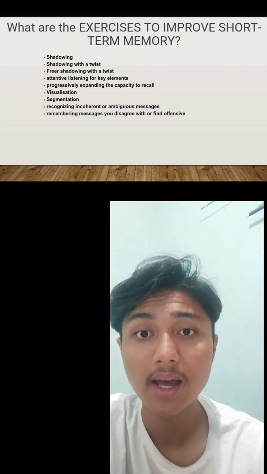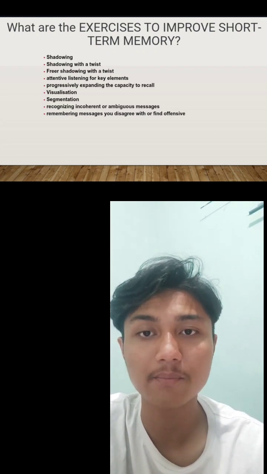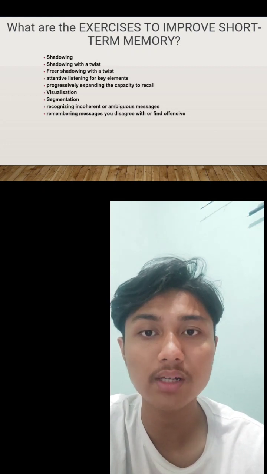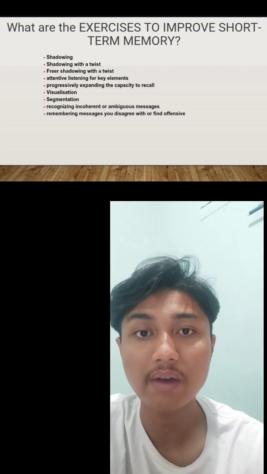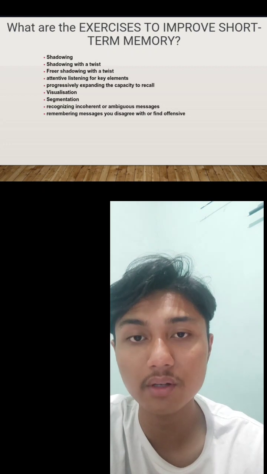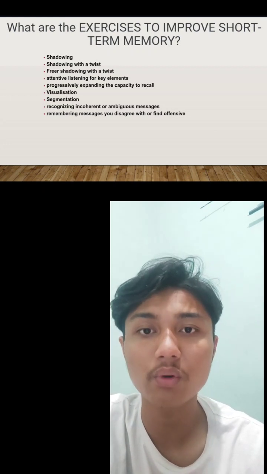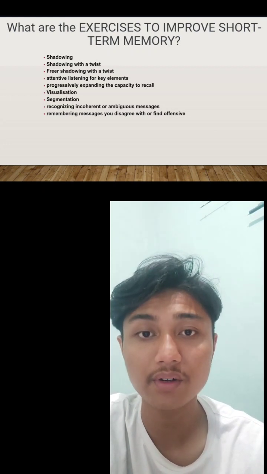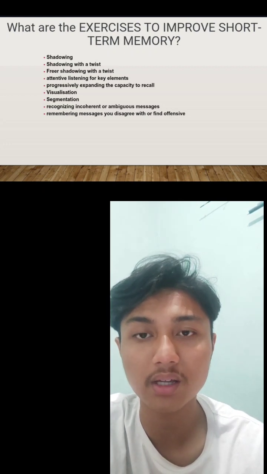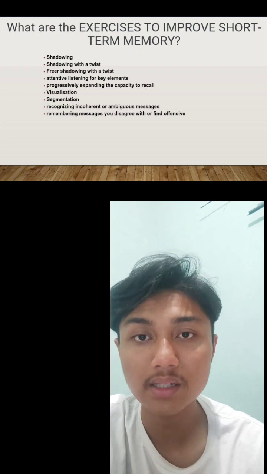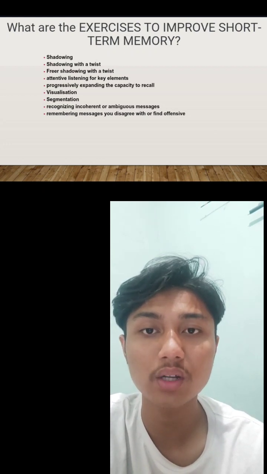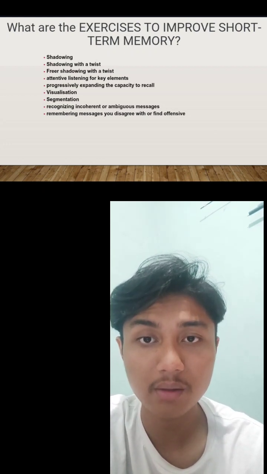Next point is attentive listening for key elements. Careful listening is an important element for memory recall. If you have not listened to something carefully, it will be impossible to remember later. First, attentive listening requires identifying a speech's key points, and then progressively expanding the capacity to recall. Good memory must be developed gradually.